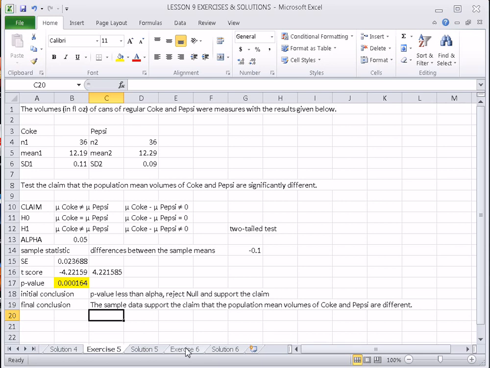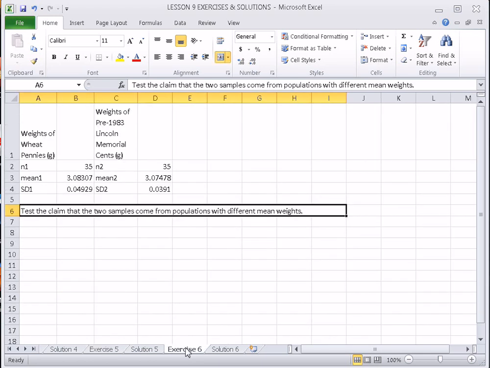All right, so let's look at one more example, and this will be another two independent means test. So we want to test a claim that the two samples come from populations with different mean weights. So again, H naught equals 0. Different is very common, but don't forget we had a less than, you can do a greater than. Doesn't have to be just different. So let's go ahead then and test this one.